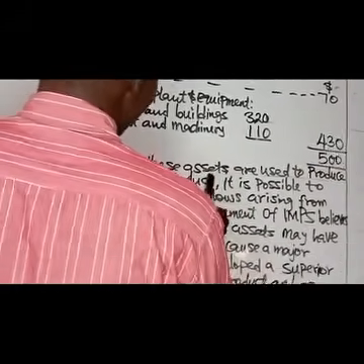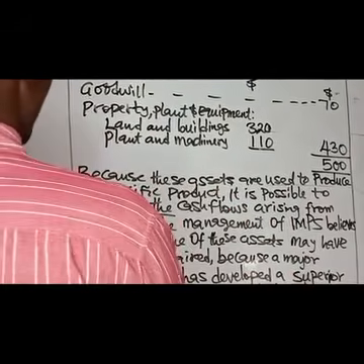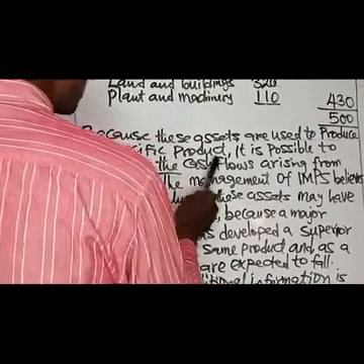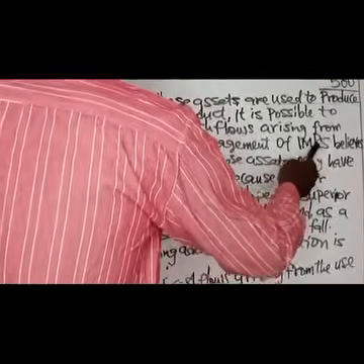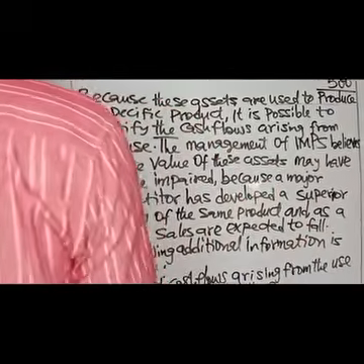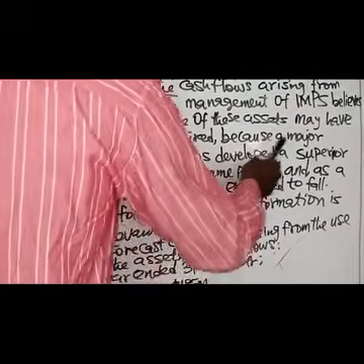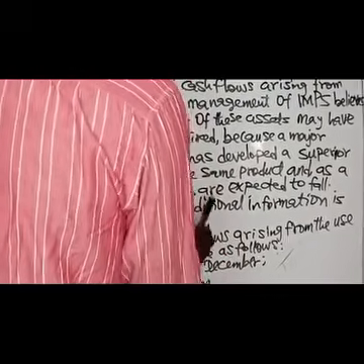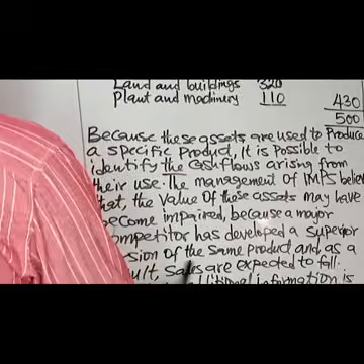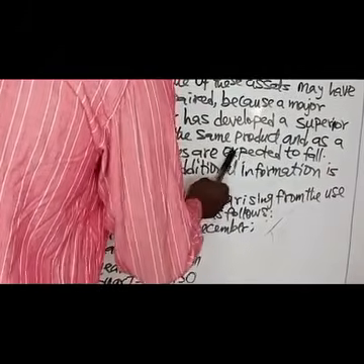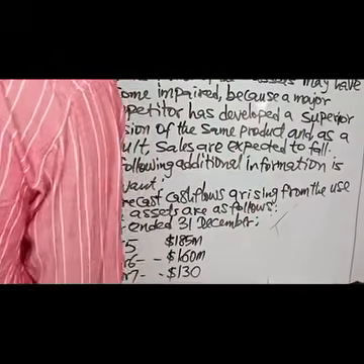Because these assets are used to produce a specific product, it is possible to identify the cash flows arising from their use. The management of IMPS believes that the value of these assets may have become impaired because a major competitor has developed a superior version of the same product. And as a result, sales are expected to fall. The following additional information is relevant.